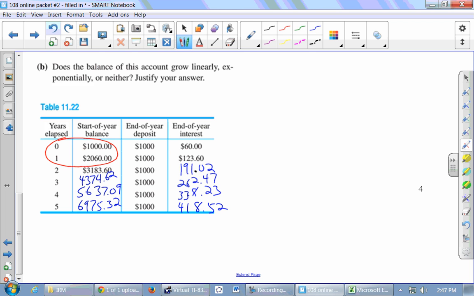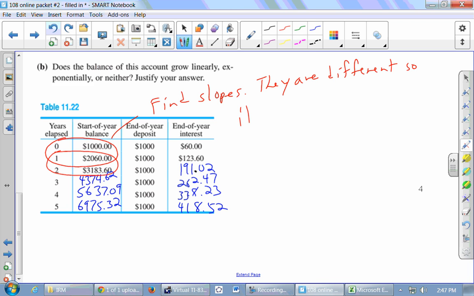So if you find the slope of the line connecting those 2 points, and then compare it to the slope of the line connecting these 2 points, I think you will see that they are different numbers. And if it was a straight line, they'd be the same number. So you can pause the video and do that calculation and come back. But as soon as you get 2 different slopes, you can know definitively this is not linear growth, but maybe exponential.